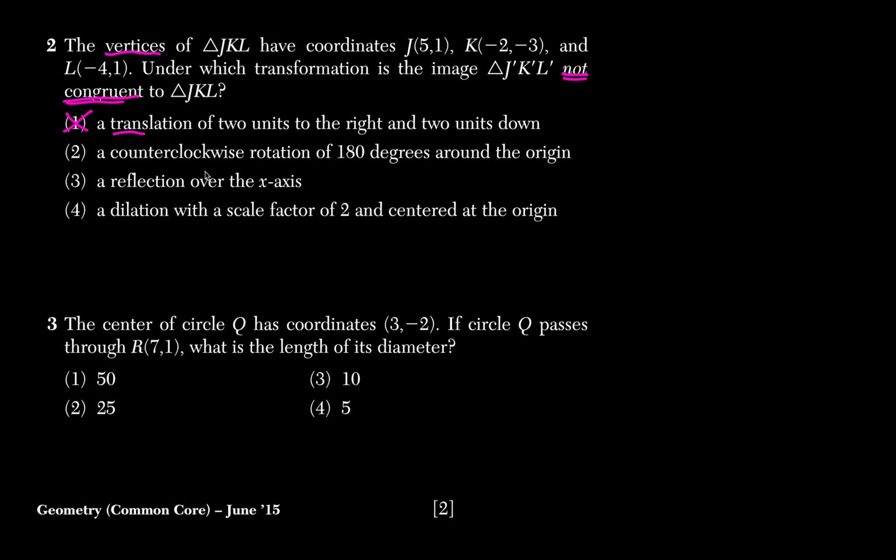Rotation counterclockwise also preserves, so this is not it. Reflection preserves shape and size. The only thing that does not preserve is a dilation, because what would happen is that it will no longer be congruent. So if we had, say, this triangle, a dilation of some factor, let's say 2, for example, would make the object much greater. So that would mean the side JK is not the same length as the dilated side J prime, K prime. So choice 4 is the correct answer here.